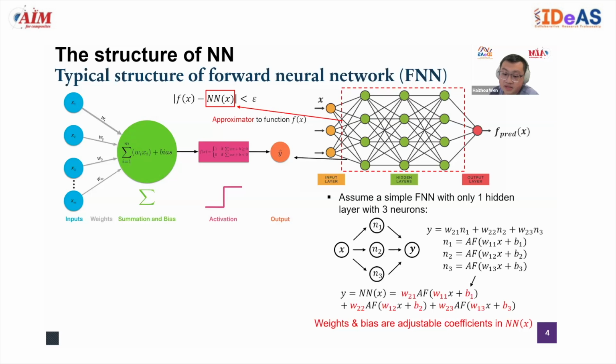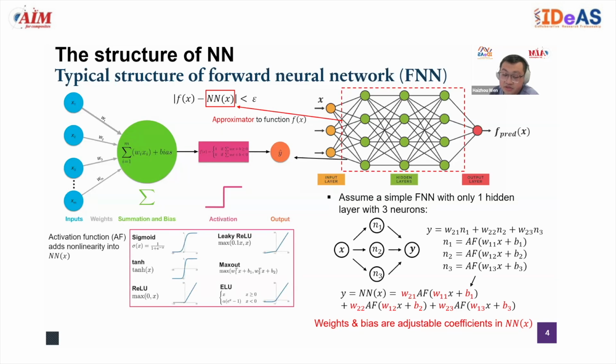The form is very similar to the traditional polynomial form or Fourier series form that we showed before, where the weights and biases are the coefficients that we need to approximate. The activation functions are very essential in the NN. They are always in nonlinear form. Therefore, they add nonlinearity to the NN. So the nonlinearity is a very unique feature that the NN has.